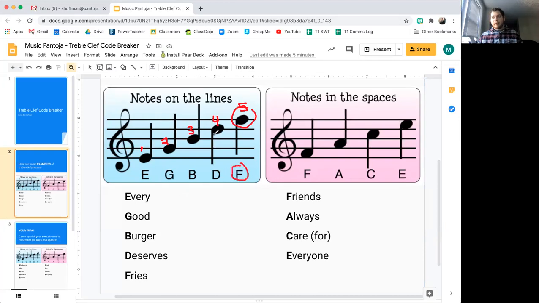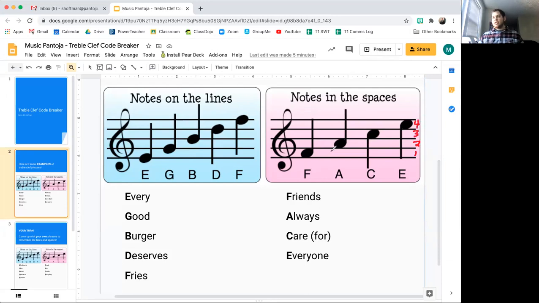Remember, I count up from the bottom until I find the number of the line that it is, and I use that number with my phrase to find what the letter name should be. Let's try it again with the space notes. These space notes, of course, being between the lines, are also numbered from bottom to top. So we have 1, 2, 3, and 4.